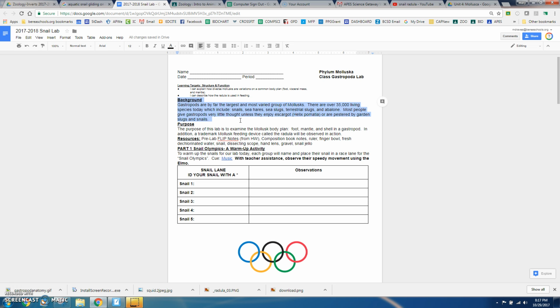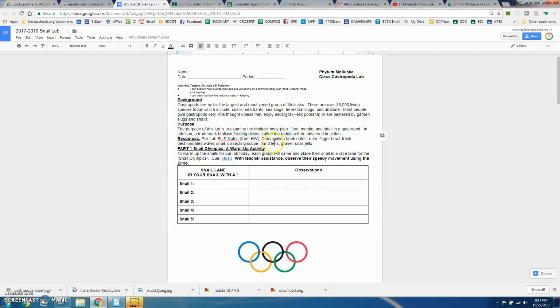So maybe you haven't had that much experience with gastropods, but our lab's going to be the day to really expose ourselves to the wonder of this group of animals. Again, the purpose of this is to really look at the mollusk body plan and compare and contrast it, as well as looking at their feeding device and how they use it.